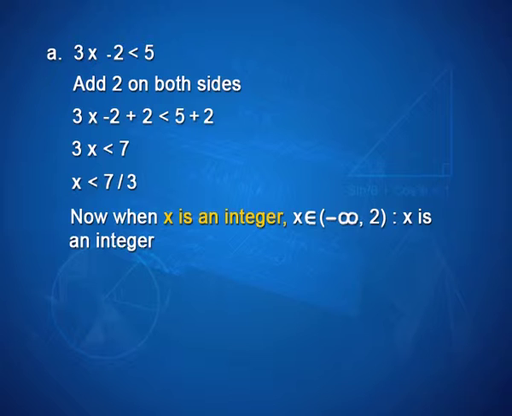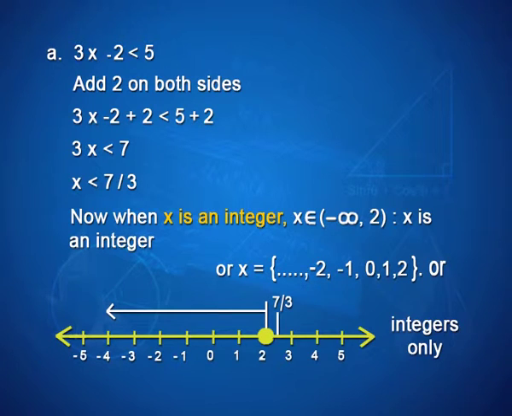Now, when x is an integer, x belongs to minus infinity to 2, closed at 2 and open at minus infinity. The interval is closed at 2 because when the inequality x less than 7 by 3 is solved for integers, the integer on the left hand side of 7 by 3 is 2 and the integer 2 here would be included. If we solve the inequality in terms of a set, the solution will be as shown on the screen. If we show the solution on the number line, it is shown on the screen.